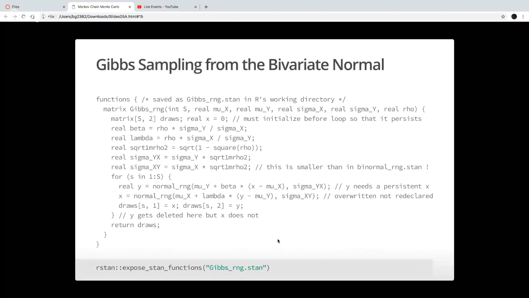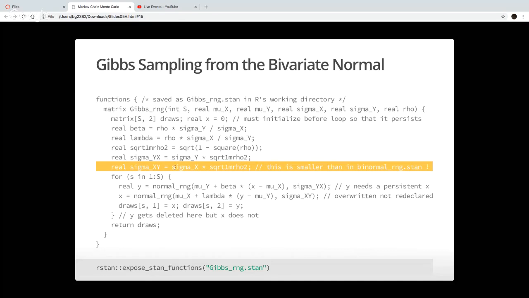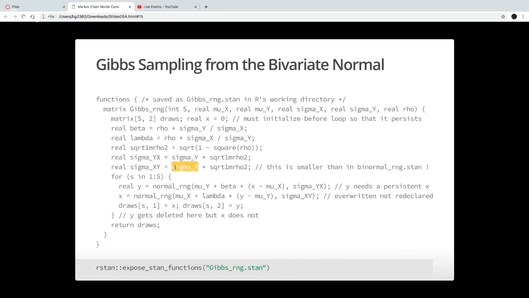And so here's how a Gibbs sampler would look for a bivariate normal distribution. Initialize X, make my empty matrix. I calculate beta, which is the coefficient when Y is regressed on X. I calculate lambda, which is the coefficient when X is regressed on Y. And I calculate the corresponding conditional standard deviation. And the thing to recognize here is now I have this sigma xy, the conditional standard deviation of X, given Y, which is the marginal standard deviation of X multiplied by the square root of 1 minus rho squared. And so that's going to be less than what marginal sigma X is when I multiply those two things together.